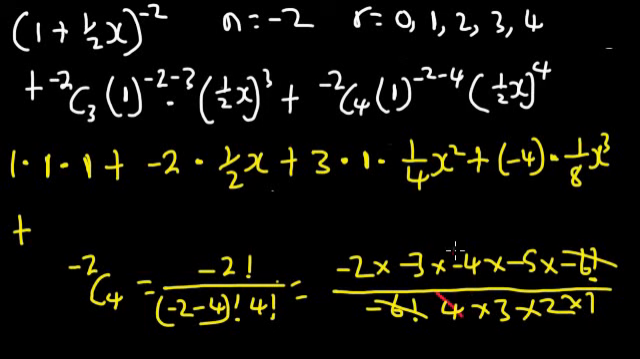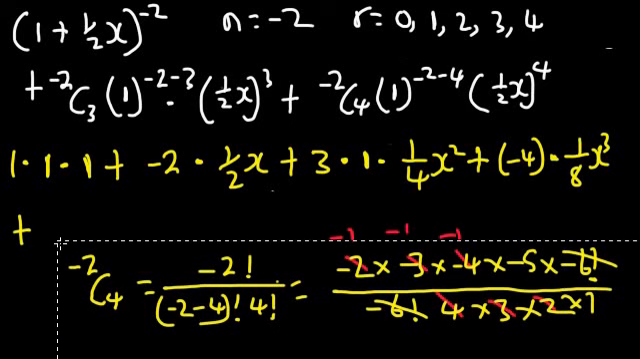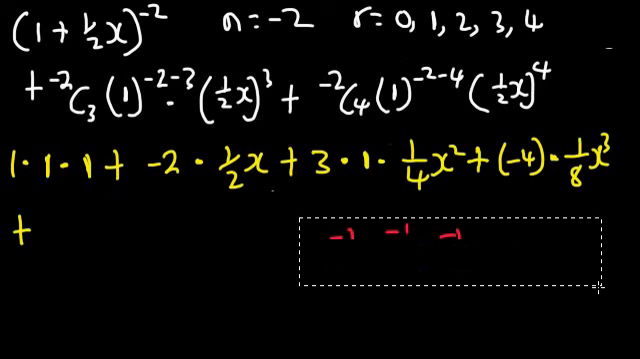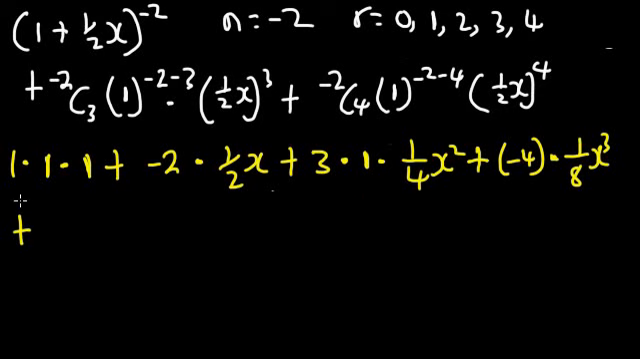Then 4 cancels this, minus 4. 3 cancels this, minus 3. 2 cancels this, minus 2. So minus 2 times minus 3 times minus 4 reduces to minus 1 times minus 1, which is positive 1. Again times minus 1 is negative 1. Again times minus 5 is positive 5. So it means that minus 2 combined with 4 gives us positive 5. Perfect. So we have plus 5 times 1 raised to the power minus 6, which is still 1, times 1 over 2 x raised to the power 4. That will be 1 over 16 x to the power 4.